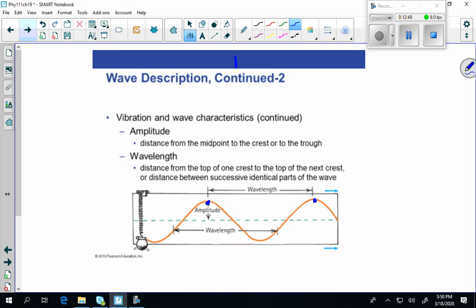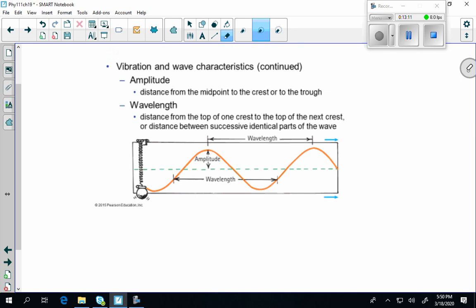So the amplitude is the distance from the midline up to the top, or the distance from the midline down to the bottom. And the wavelength is the distance from the top of one crest, the very highest point, to the next identical point, the top of the next crest. Actually, we define the wavelength as any successive identical part of the wave, but I think right now the easiest thing for you to think of is crest to crest for wavelength.